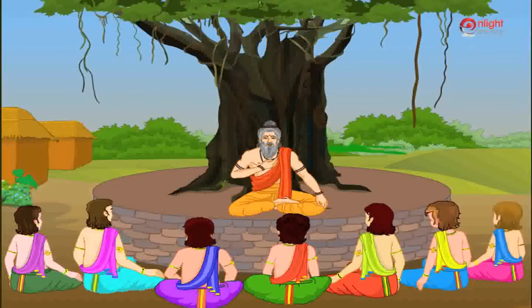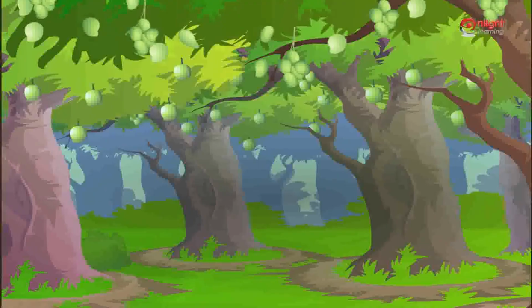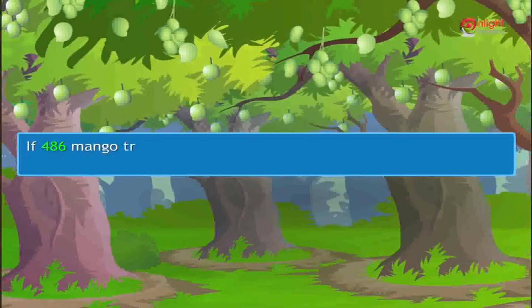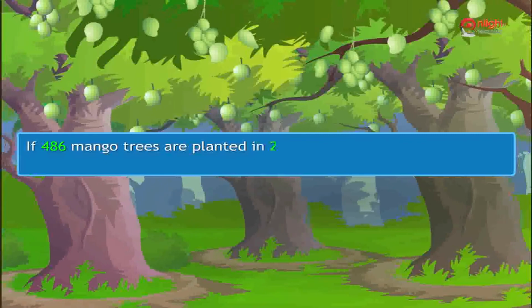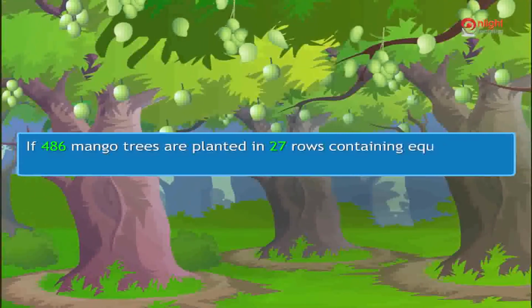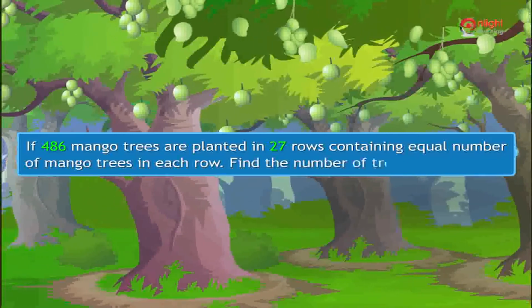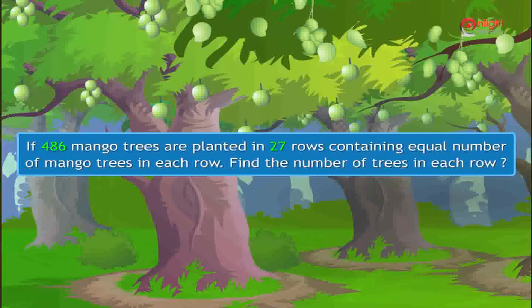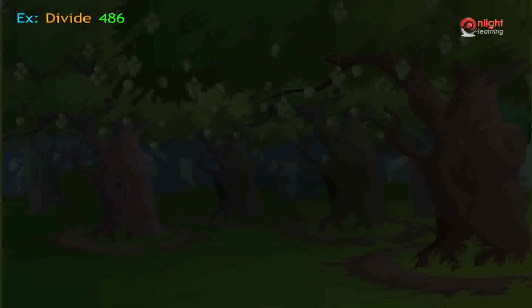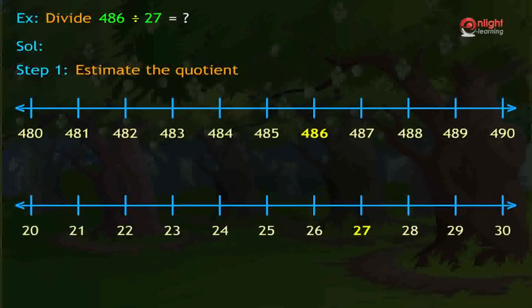Children, now let us do an application problem. If 486 mango trees are planted in 27 rows containing equal number of mango trees in each row, find the number of trees in each row. To find the number of trees in each row, we have to divide 486 by 27. The first step of division is to estimate our quotient. So let us round off 486 and 27 to nearest 10.